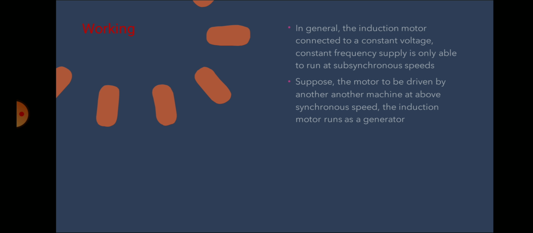The induction motor connected to a constant voltage, constant frequency supply is able to run only at subsynchronous speed. Suppose the rotor is driven by another machine at above synchronous speed. The induction motor then works as a generator. Such an arrangement is called the induction generator.